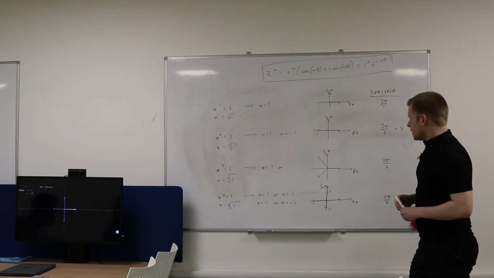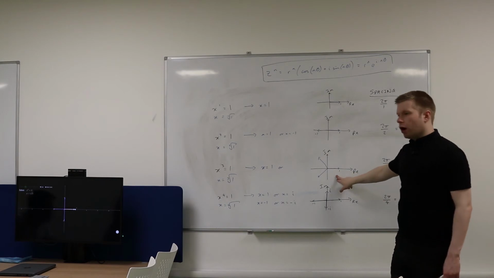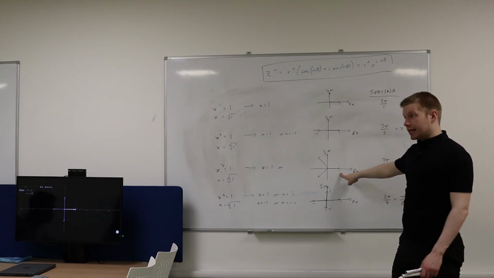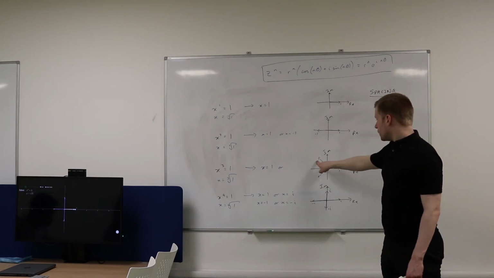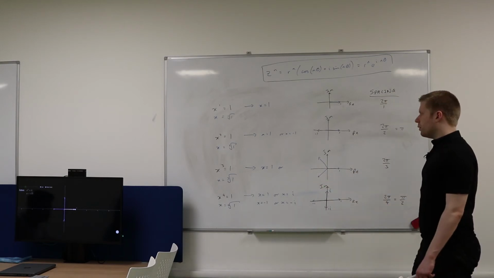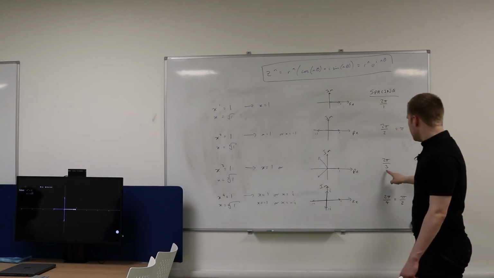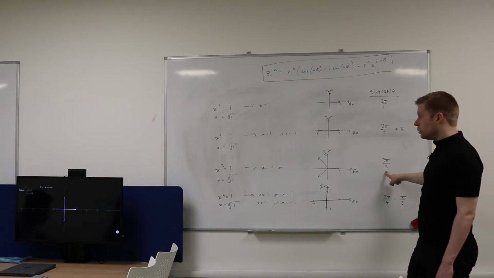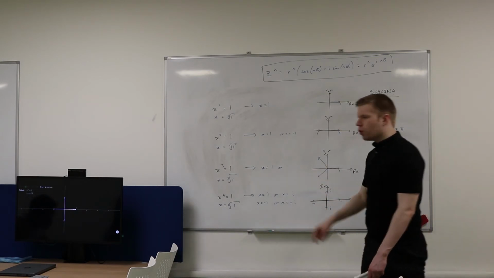Okay? Now if we come back to this one, we found this root was at x equals 1. The other 2 roots will be up here and down here. So how far apart are they? They're 2 pi by 3 radians. So what are the other 2 roots?